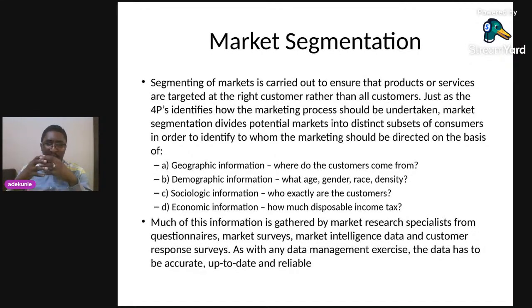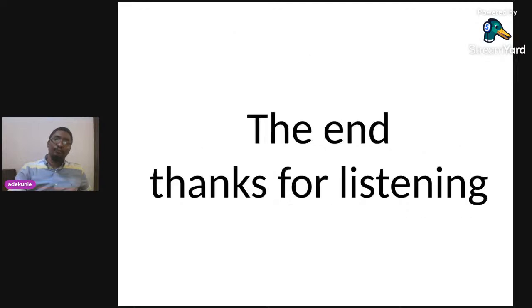So much of this information is gathered through market research by specialists, helping you spread questionnaires, do market surveys, gather market intelligence data, and customer response surveys. And as this data is analyzed, of course, you can actually know what to do.